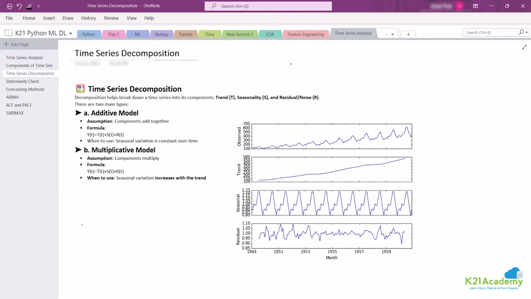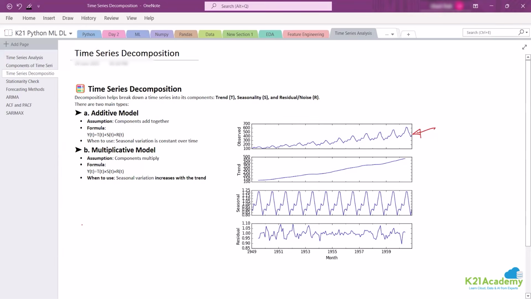Okay, so here we have the observed pattern of the data. Now from this we want to extract information like the trend, the seasonality and the residual. For that purpose, we do the time series decomposition.